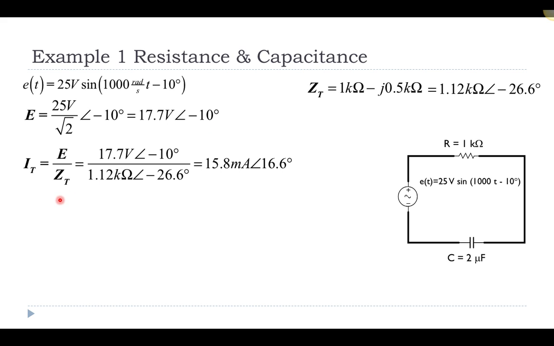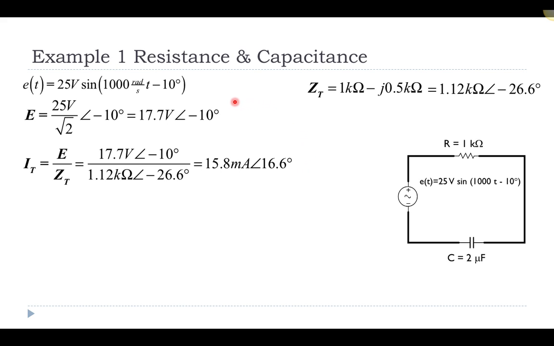I can now use the equivalent of Ohm's law for AC, and so the total current is just the voltage over the total impedance. So this is 17.7 with a phase shift of negative 10 divided by the impedance of 1.12 with an angle of minus 26.6. I find that the current is 17.7 over 1.12 kiloohms, which is 15.8 milliamps. And then, I'm dividing, so minus 10 degrees minus a minus 26.6 degrees is 16.6 degrees.